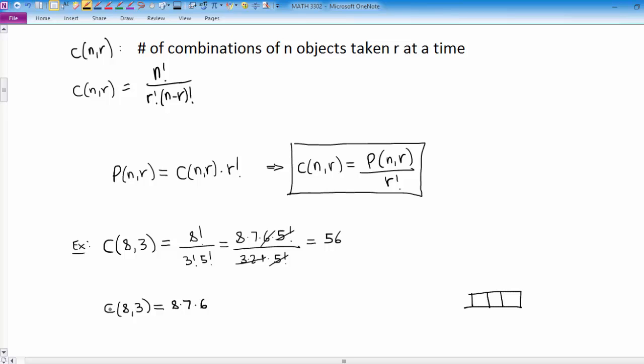But we're finding the number of combinations. So in order to get the number of combinations, we need to get rid of the repetition or the order of the permutation. And as I said here, dividing by r factorial will take care of that order. So we simply divide by 3 factorial to get rid of the order. So that will give me 8 times 7 times 6 over 3 times 2 times 1, and this is 8 times 7, which is 56.